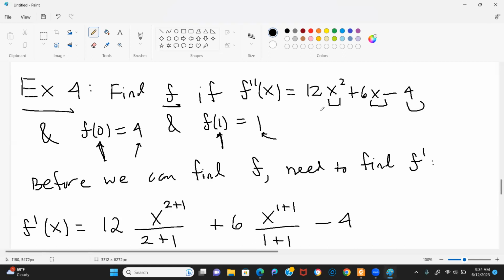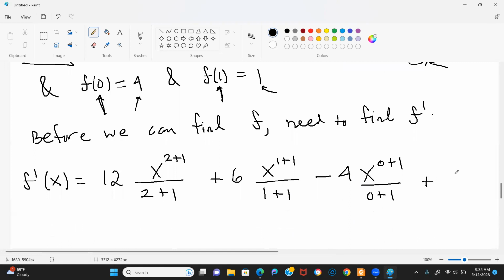Now in this case, we don't really just have 4, we have 4 times x to the 0. So now it's going to be 4 times x to the 0 plus 1 divided by 0 plus 1. Just for bookkeeping purposes, you can throw that in there. When you have a constant, you can just do 4 times x to the 0. And of course, don't forget your constant.